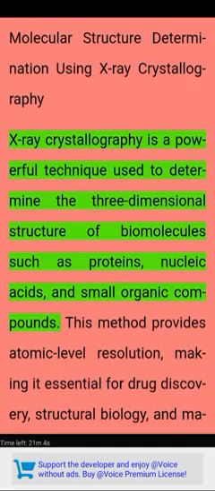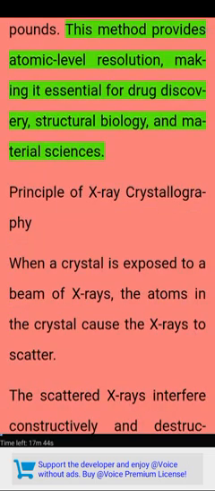Molecular structure determination using X-ray crystallography. X-ray crystallography is a powerful technique used to determine the three-dimensional structure of biomolecules such as proteins, nucleic acids, and small organic compounds. This method provides atomic-level resolution, making it essential for drug discovery, structural biology, and material sciences.